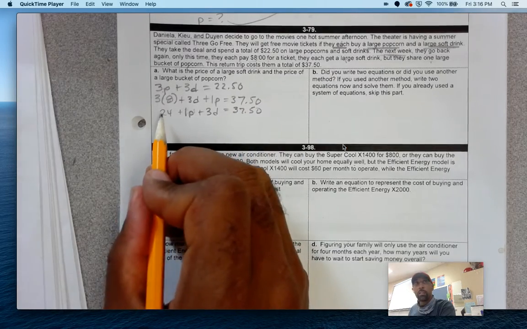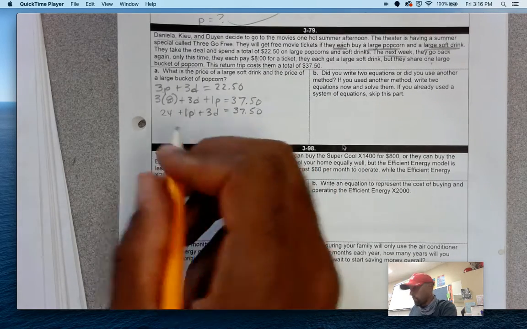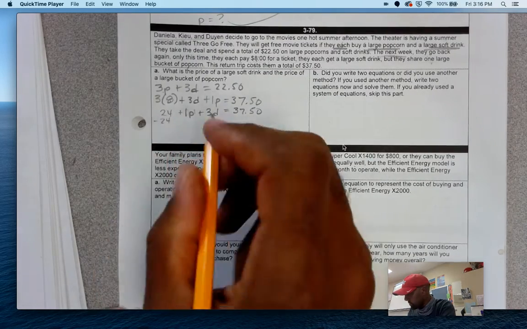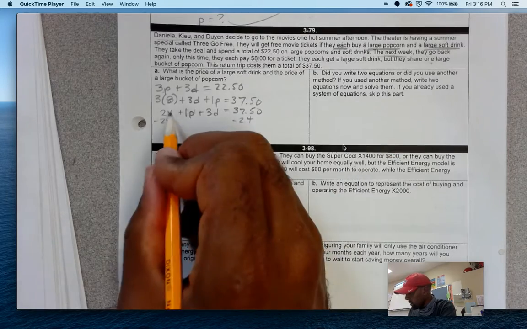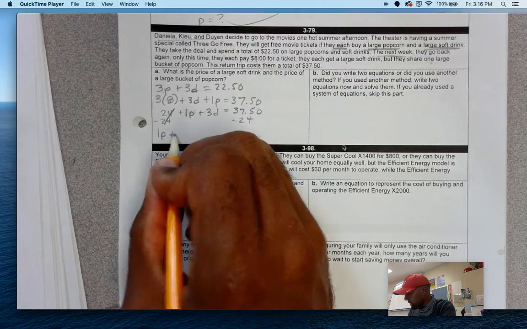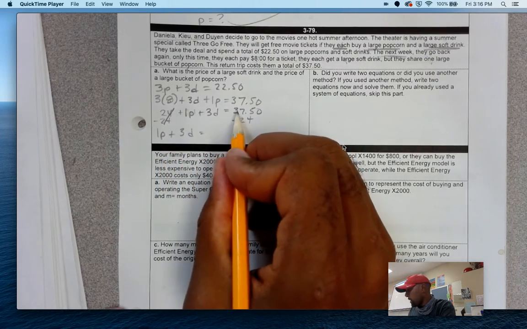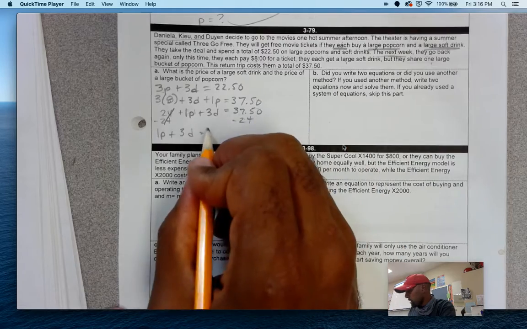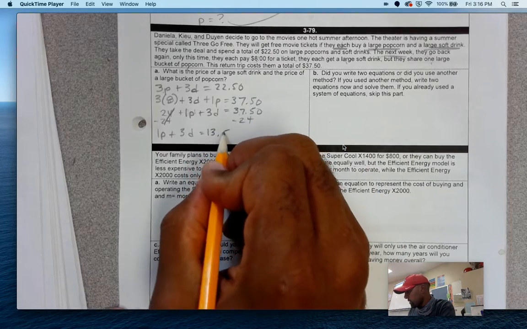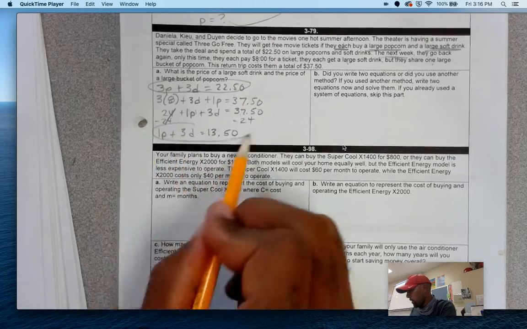Now what I want to do is get this constant on that side because I only want variables on the left. Okay. So now my equation is 1P plus 3D equals 3750 minus 24, that's 1350. Okay, so there's my equations, there and there.